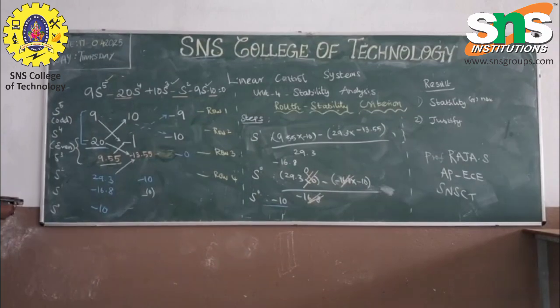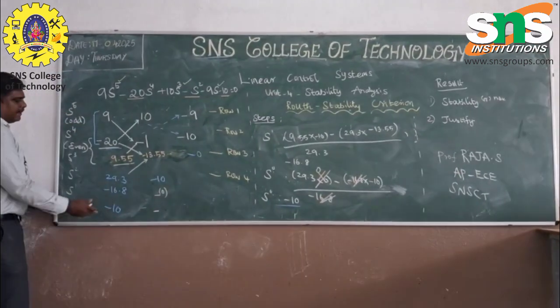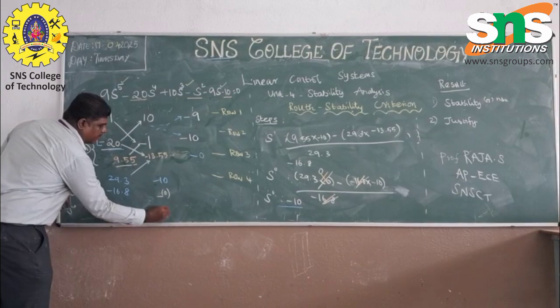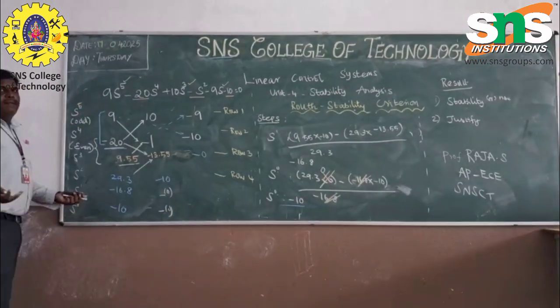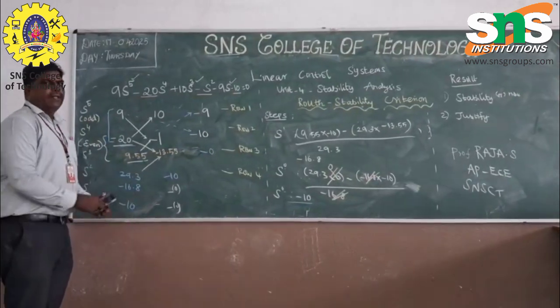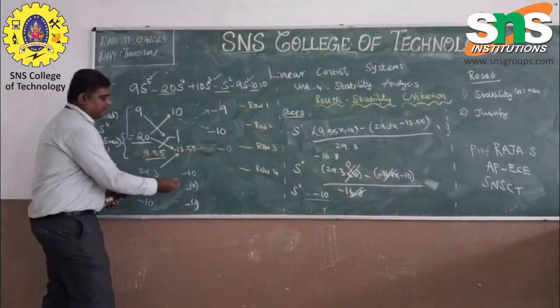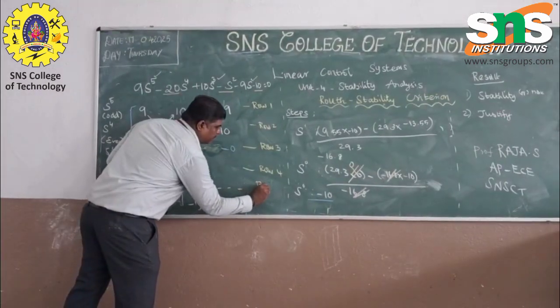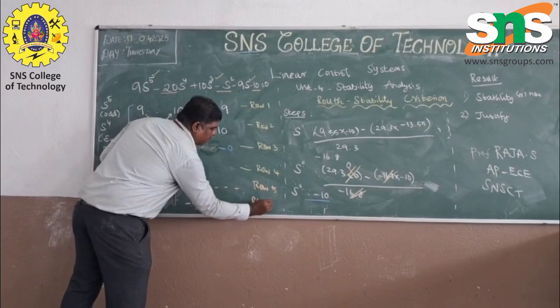After this there is no value, because once a single term comes, here also 10 into 0 is 0, 16.8 into 0 is 0, divided by 10 means it will become 0. So until the term comes 0, we can do all the steps using the Routh stability criterion. Now this will become row 5 and this will become row 6.